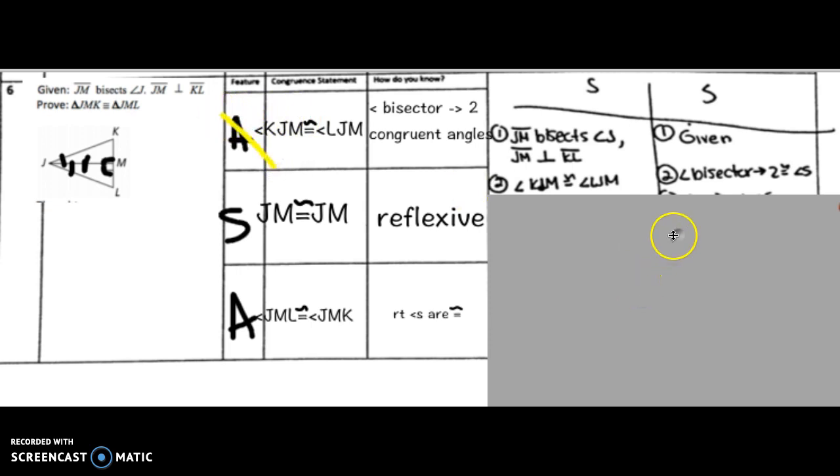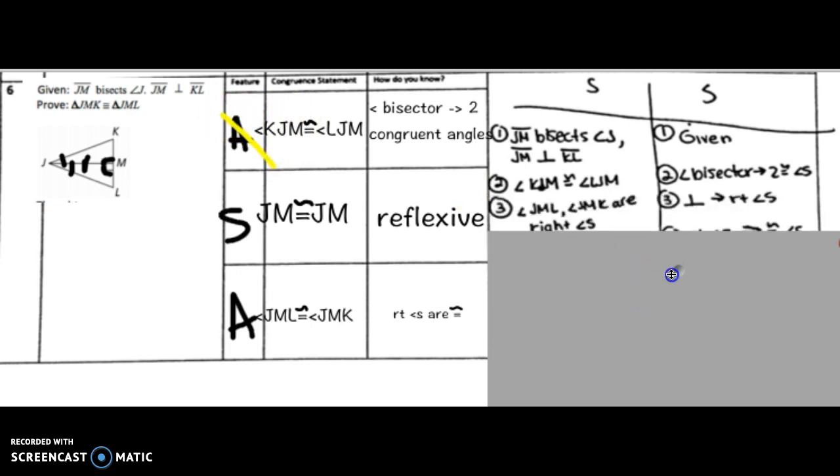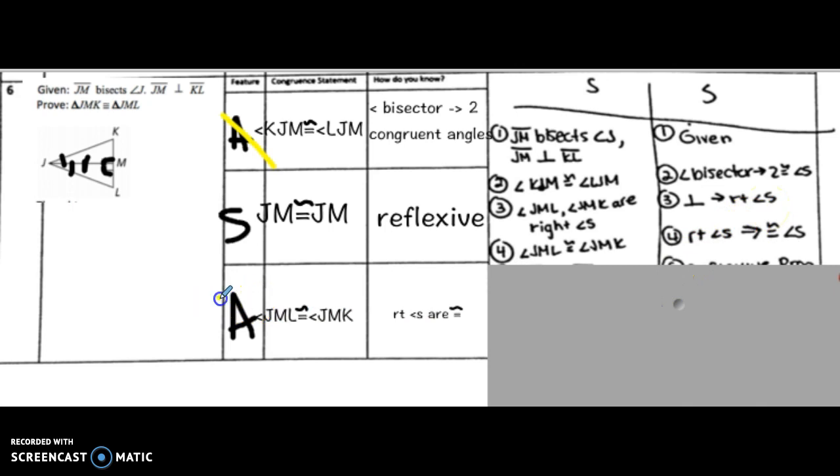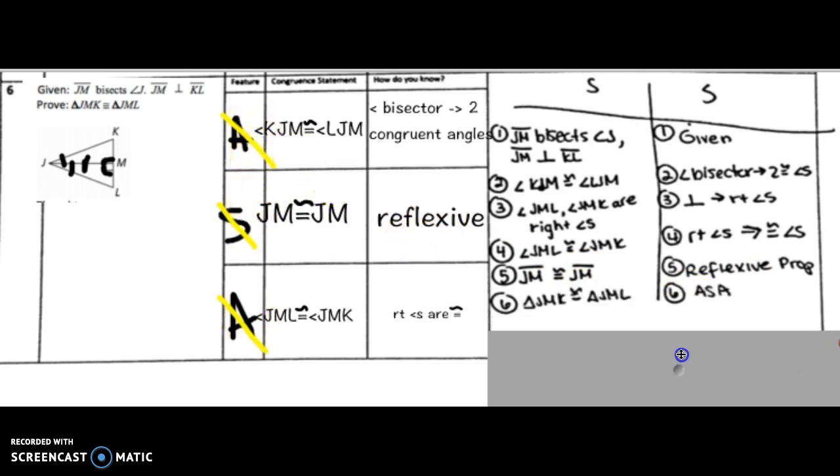Cross that off. Then I can say, well, those are right angles because they're perpendicular, so that means those are right angles. And I know right angles are congruent, so that's my other angle. And then lastly, the side is JM is congruent to itself by the reflexive property, so cross that off. Once I have all three crossed off, that means that my triangles are congruent by what was in my plan, which was angle, side, angle.